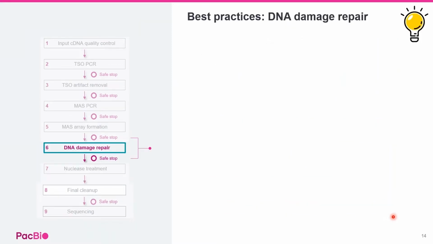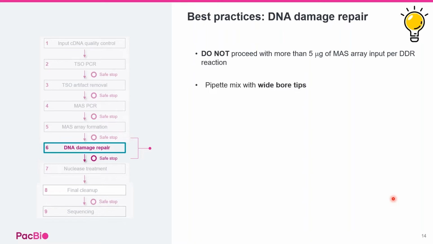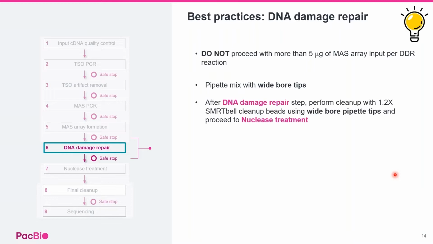Best practices for the DNA damage repair step. Do not proceed with more than 5 micrograms input into this step. Adding more than 5 micrograms into the step will likely result in incomplete digestion of partial SMRTbell template arrays, resulting in low P1 loading performance during sequencing. Make sure to pipette mix with wide bore pipette tips. This is to minimize DNA damage or DNA shearing to the full-length SMRTbell template arrays.